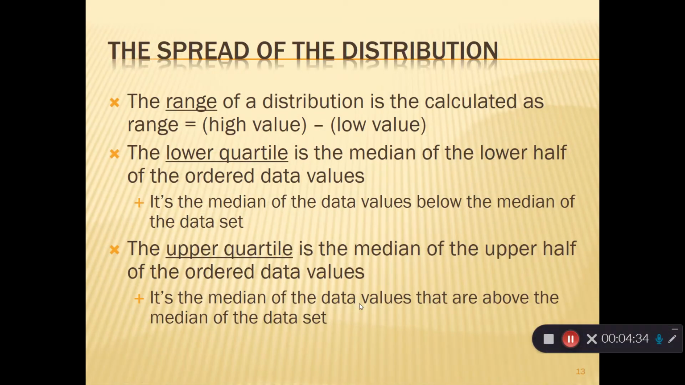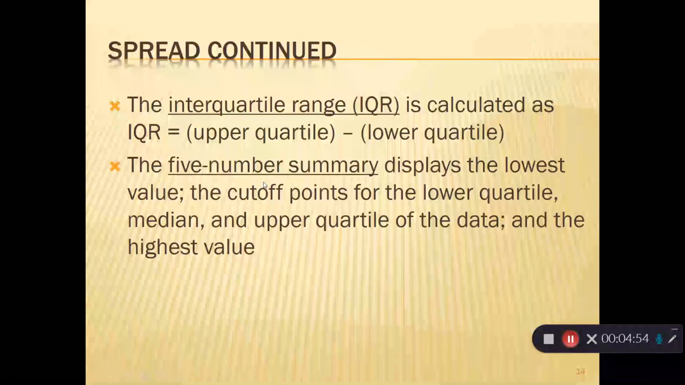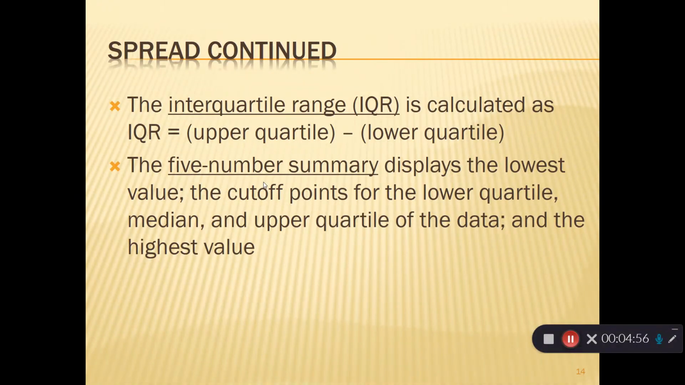Now the range is the spread of the data. It's your highest value minus the lowest value. The lower quartile is the median of the lowest half of the data. The upper quartile is the median of the upper half of the data. The interquartile range is the difference of those two quartiles. And then all of that information together makes up our 5-number summary: our min value, the first quartile, the median, the upper quartile, and then the max value.